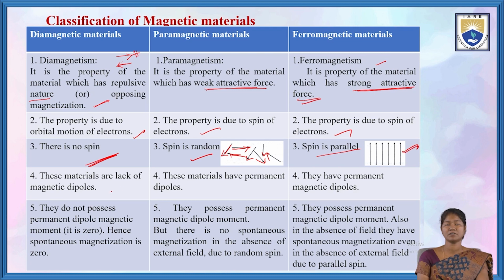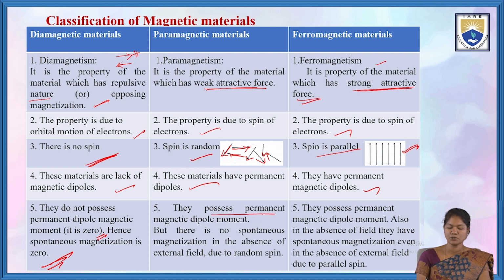Diamagnetic materials lack magnetic dipoles. Paramagnetic materials have permanent dipoles. Ferromagnetic materials have permanent magnetic dipoles. Diamagnetic materials do not possess a permanent dipole magnetic moment, because it is zero. So the dipole magnetic moment is zero, and spontaneous magnetization is zero in diamagnetic material.